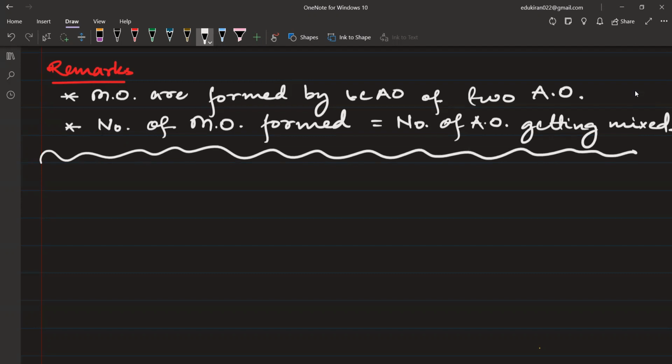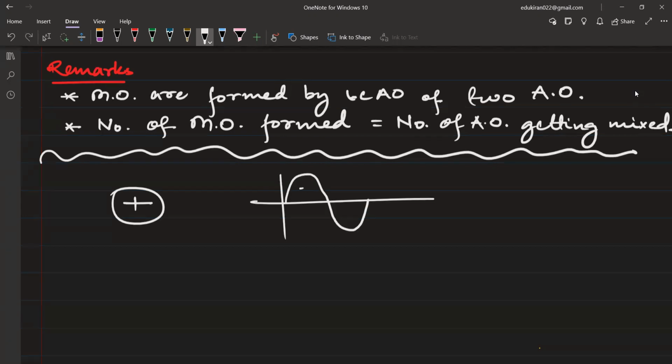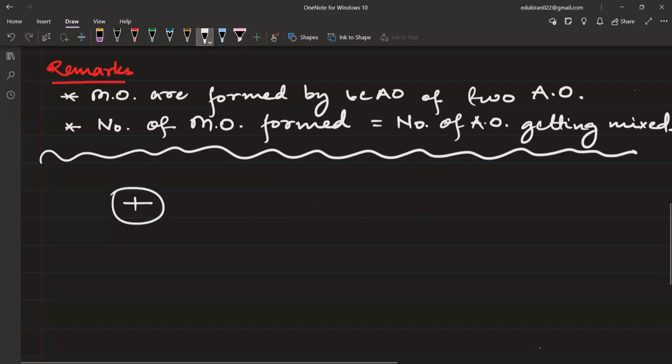Now, please see, guys. If I make an s orbital like this, it can have a positive phase. Whenever we write something like this, please understand that this is a wave function. It is a wave only. A wave can be positively phased or negatively phased. This is the positive phase of the wave. This is the negative phase of the wave. Since s has only one lobe, it can either be positive or negative.